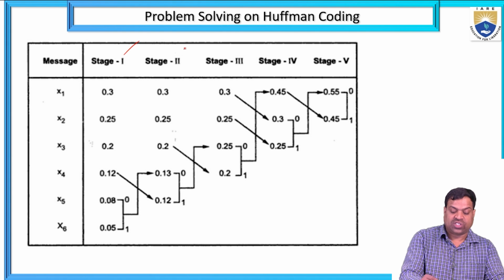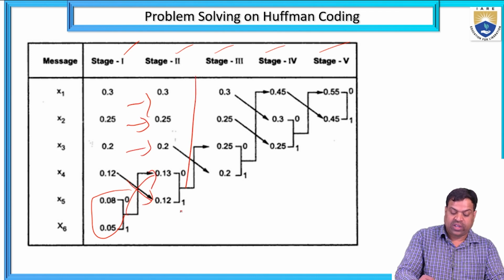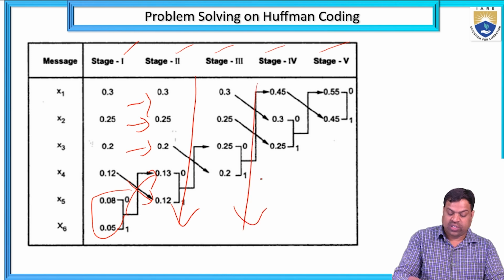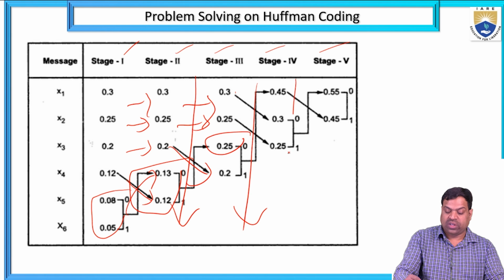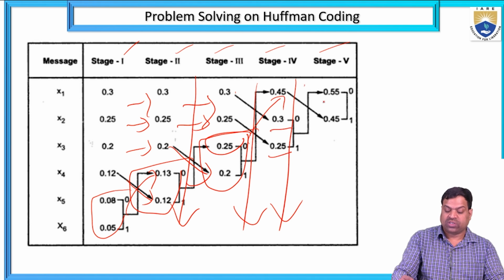Here different stages are there. What is happening at every stage? I take 8 plus 5 as 13. Here 12 stays as it is, 0.2, 0.25, in decreasing order. Then 0.3 plus 0.25 and 2 like this, arranged in decreasing order. In stage 4, 2.5 plus 2 gives 0.45, 0.3, 0.25. The last two values I take as 0.55 and 0.45 like this.